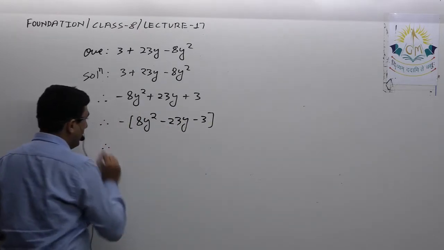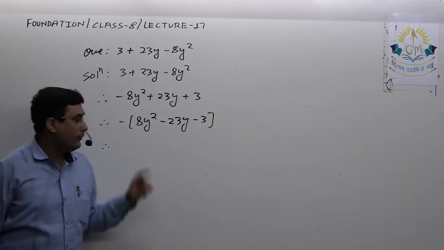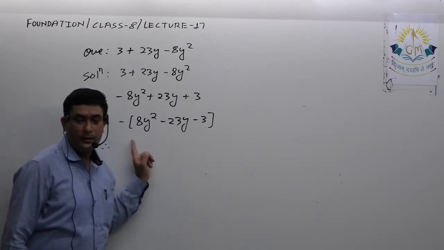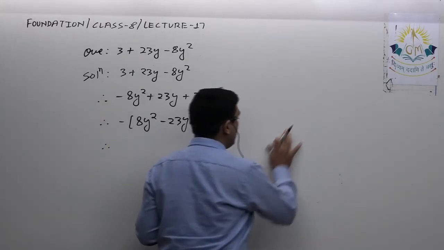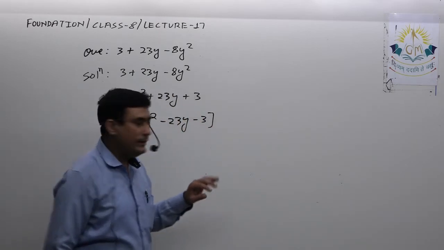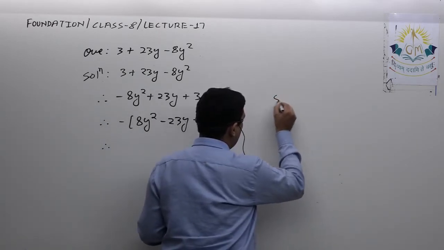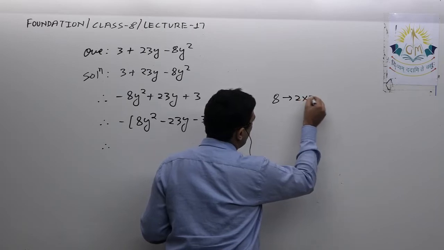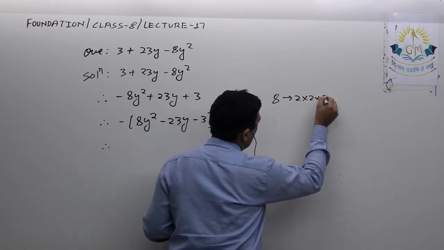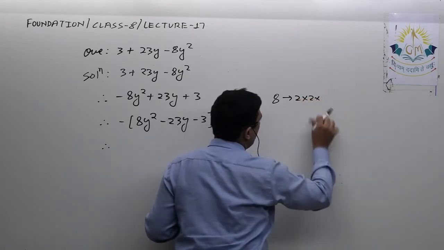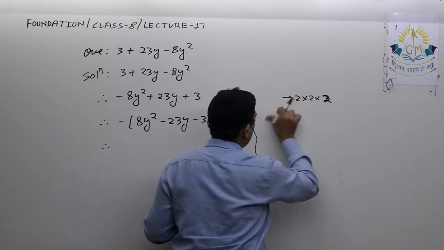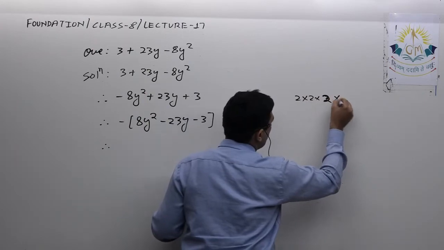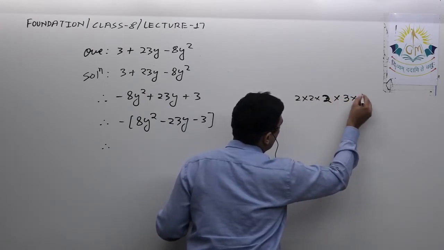Now next you have to find the factors of a multiplied by c. Over here, 8 multiplied by 3. So instead of finding the factors of 8 multiplied by 3, I will find the factors of 8, that is 2 into 2 into 2, and I will find the factors of 3, that is 3 into 1. So here factors will be 2 into 2 into 2 into 3 into 1.